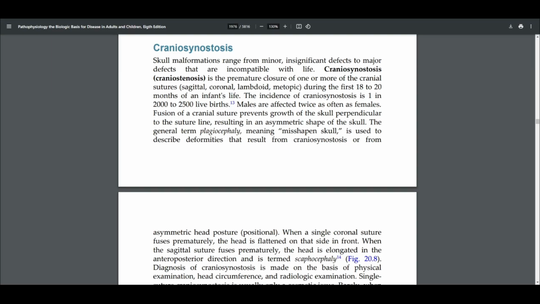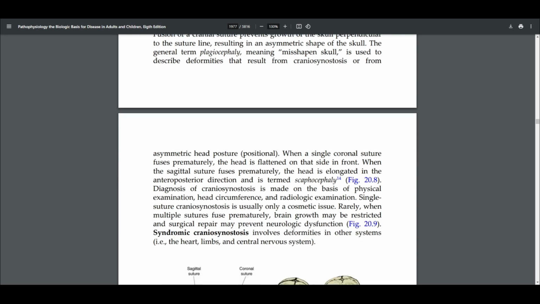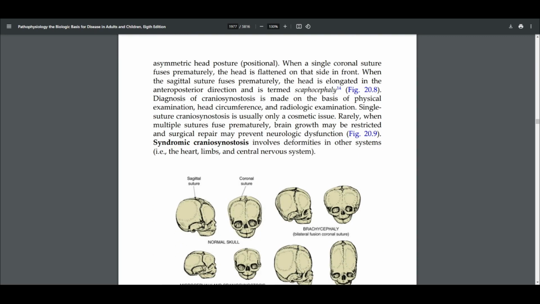Fusion of cranial sutures prevents growth of the skull perpendicular to the suture line, resulting in an asymmetric shape of the skull. The general term plagiocephaly, meaning misshaped skull, is used to describe deformities that result in craniosynostosis. When a single coronal suture fuses prematurely, the head is flattened on that side and in front. When the sagittal suture fuses prematurely, the head is elongated in the anterior-posterior direction and is termed scaphocephaly.